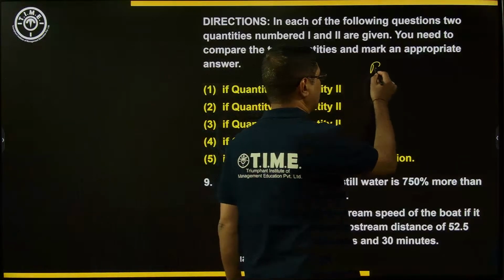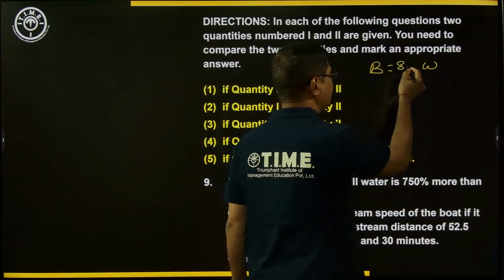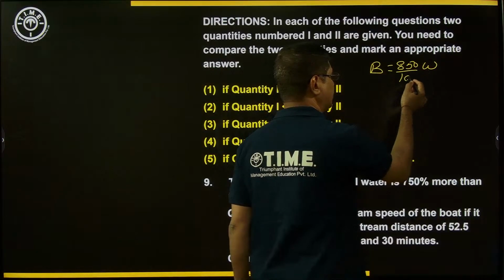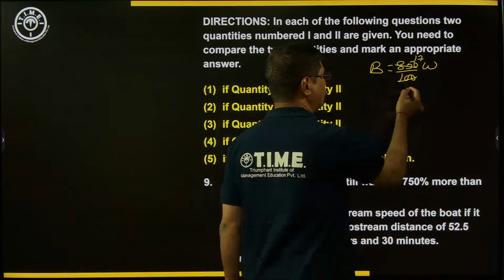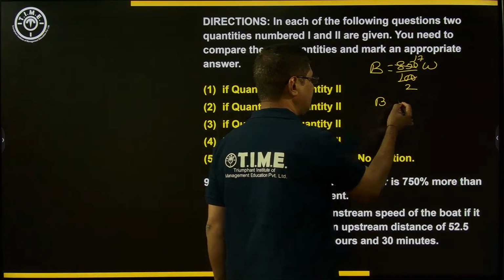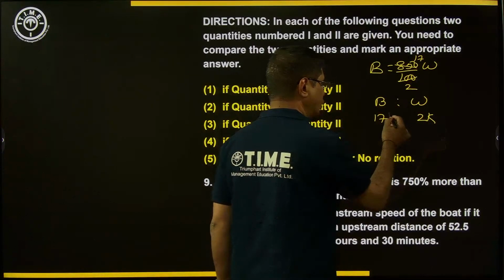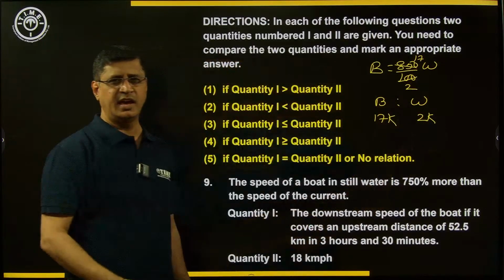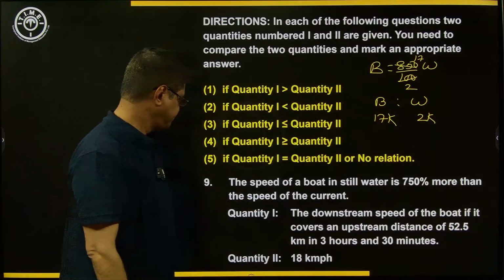So the speed of the boat I am taking as B and the water current as W. So B is equal to 850% of W. 0 and 0 get cancelled. 5 here 17 times, 5 it goes to 2 times. So B by W is equal to 17:2, that is the ratio. Then what about the value? 17K and 2K.